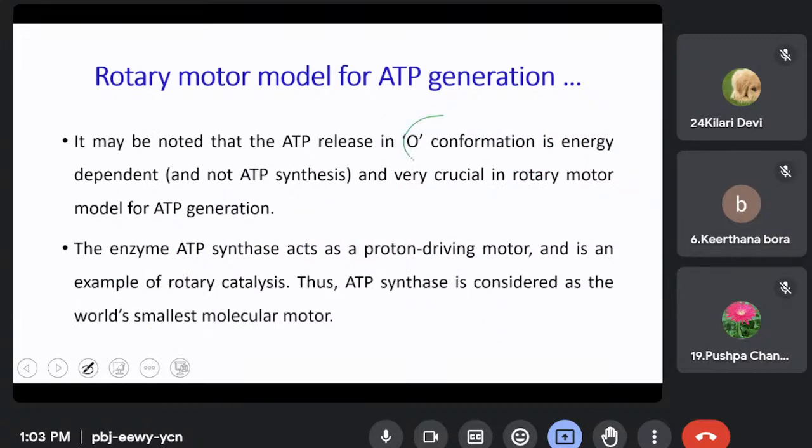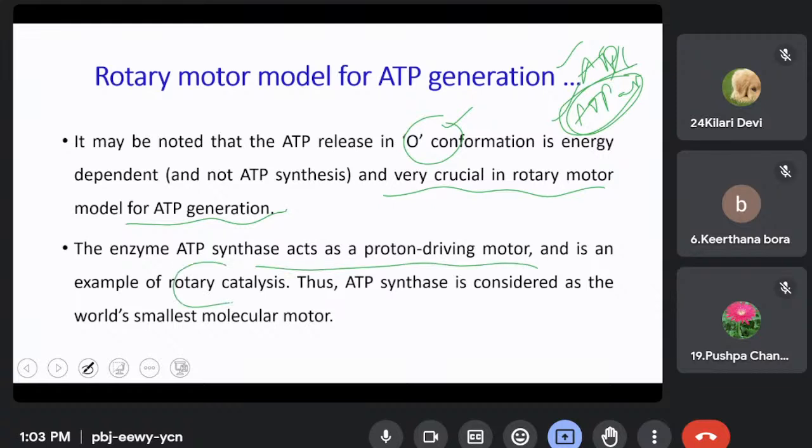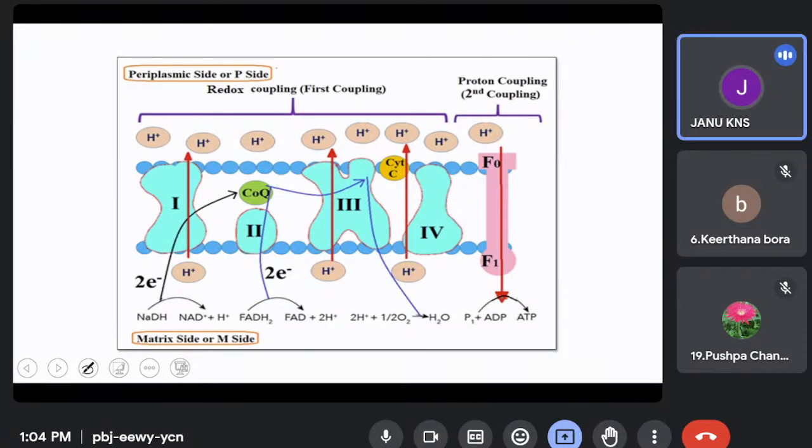It may be noted that the ATP release in O conformation is energy dependent and very crucial in the rotary motor for ATP generation. So here in O conformation, ATP release is said to be energy dependent. That means it requires energy. That means ATP has to be broken down. We have said that the same ATP synthase also acts as ATPase. It has two activities. So here in O conformation, the energy required for this conformational change is said to be brought about by the breakdown of ATP. That means some amount of ATP is utilized during the production of ATP. The enzyme ATP synthase acts as a proton driving motor and is an example of rotary catalysis. As I have said before, ATP synthase is considered the world's smallest molecular motor involved in the synthesis of ATP. So this is what actually happens.